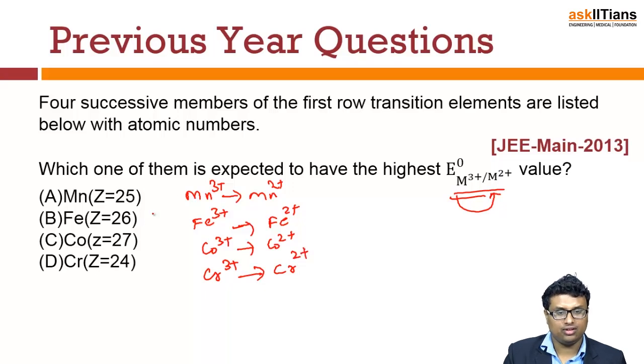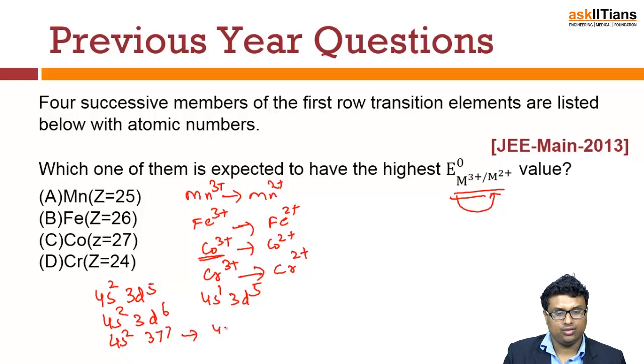So what is the configuration of manganese? Manganese is 4s2 3d5, iron 4s2 3d6, cobalt 4s2 3d7, and chromium 4s1 3d5. So here you can see, let's consider cobalt. Cobalt 3+ is nothing but 4s0 3d6 configuration, because you are removing electrons, right?